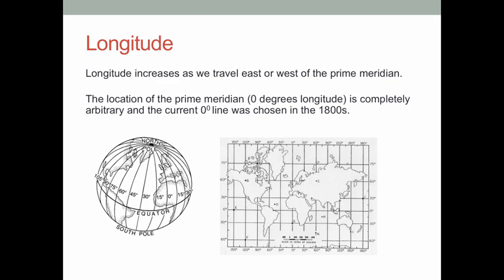Longitude increases as we travel east and west of the prime meridian. The location of the prime meridian, which is 0 degrees longitude, is really completely arbitrary, and the current 0-degree line was chosen in the 1800s. You'll also sometimes see negative degrees longitude when you travel to the west of 0, and positive degrees longitude as you travel to the east of 0.